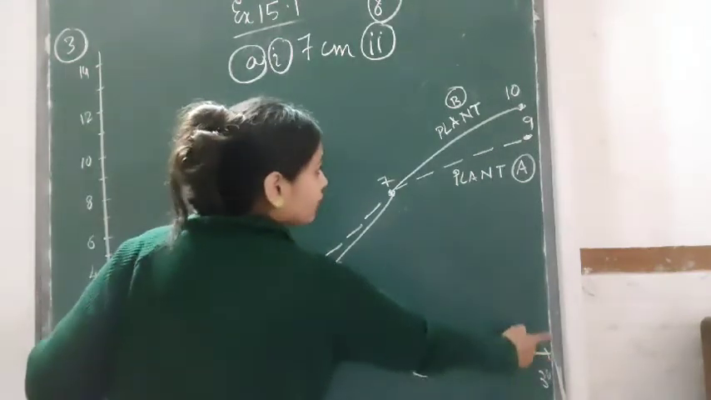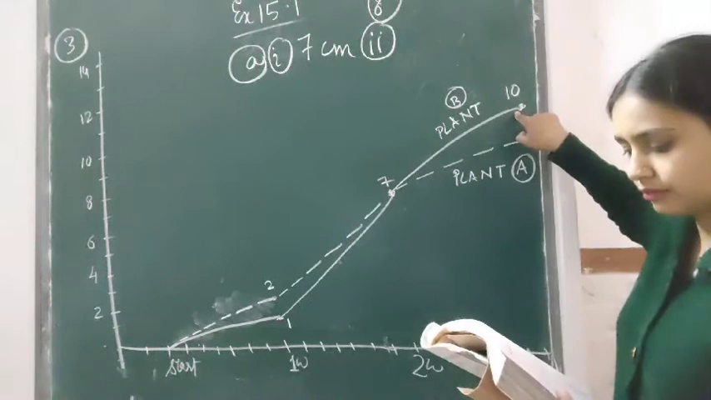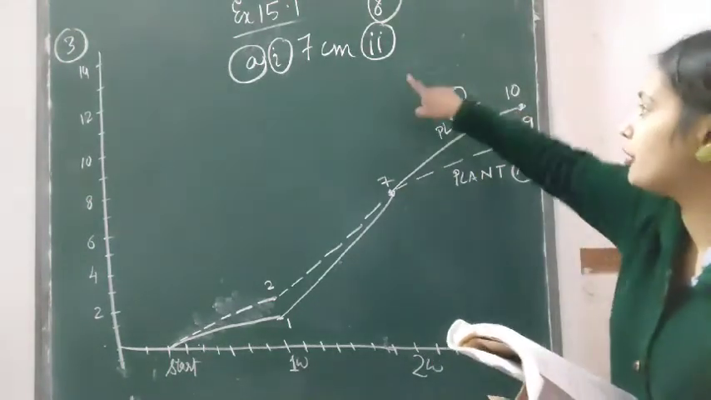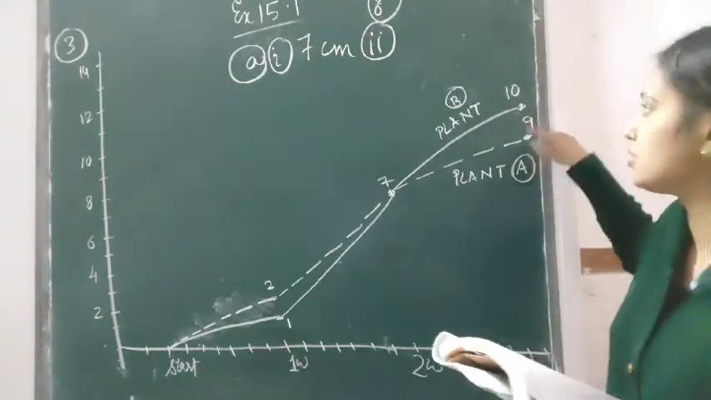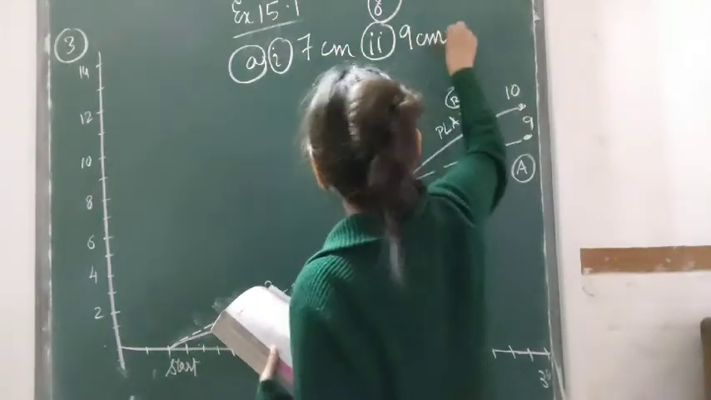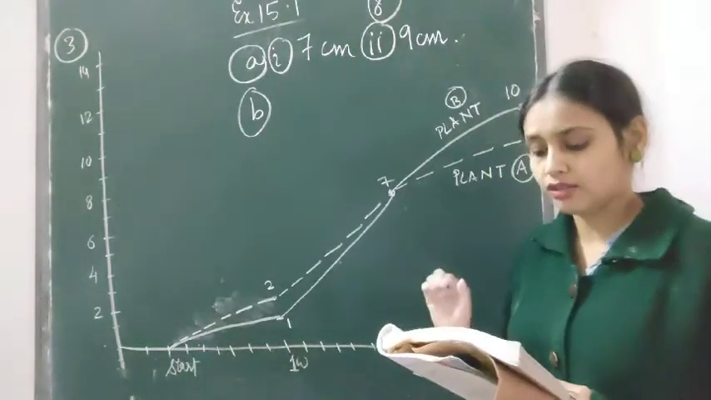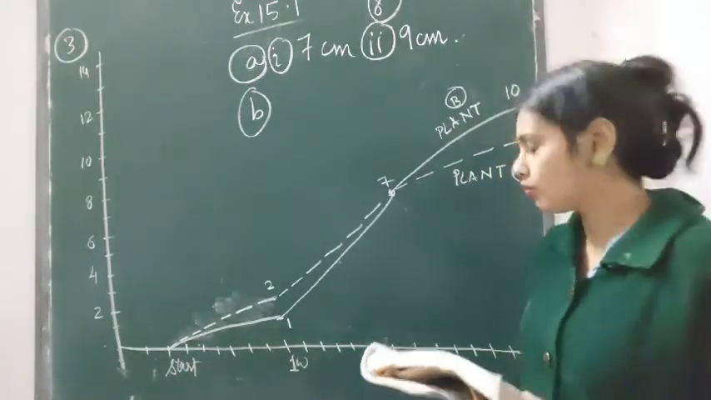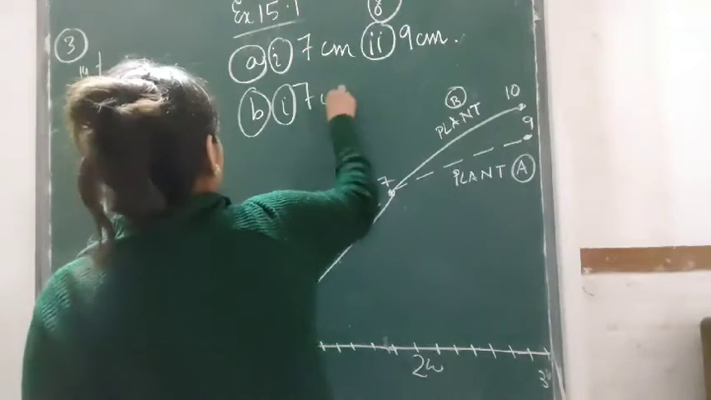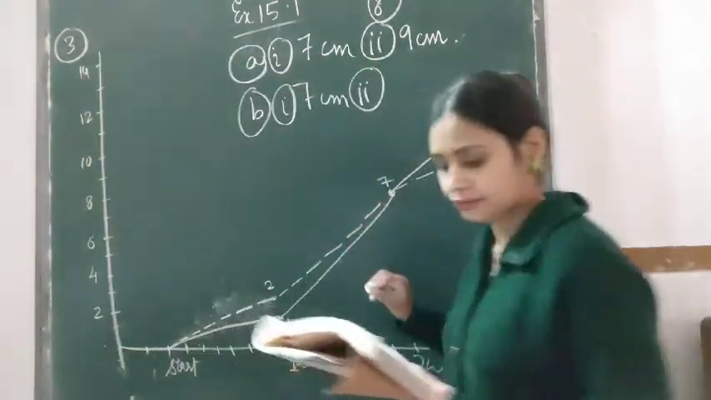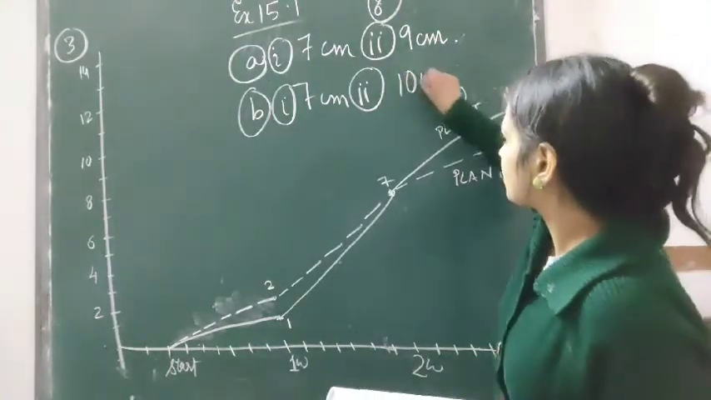Plant A after 2 weeks is 7 centimeters, and plant A after 3 weeks is 9 centimeters. Then going to the next one, how high was plant B after 2 weeks? After 2 weeks, plant B was also 7 centimeters. And after 3 weeks, plant B was 10 centimeters.